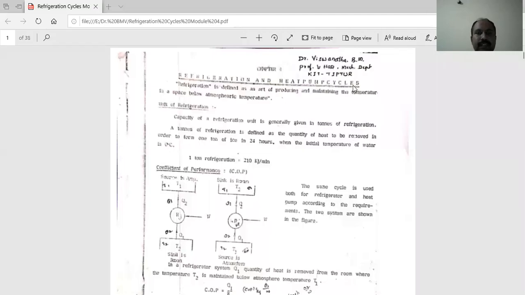In this session, I am going to discuss module 4, which you can call the refrigeration system. Before going to the different refrigeration systems, you should know the definition of refrigeration.